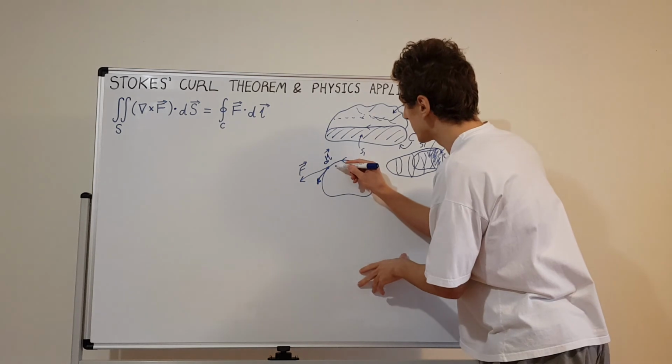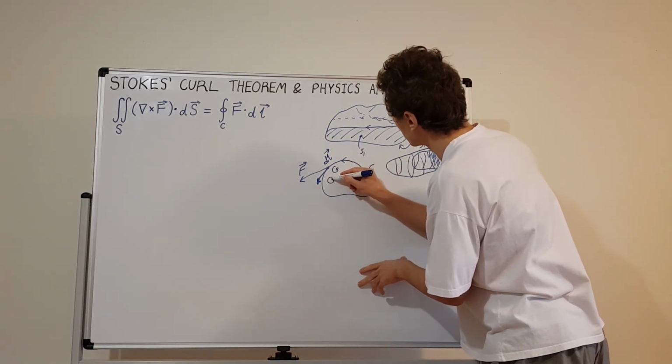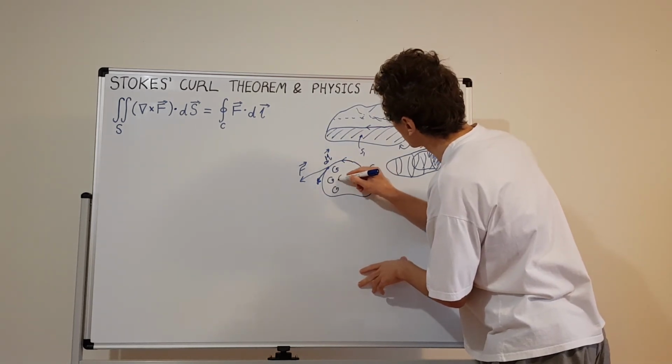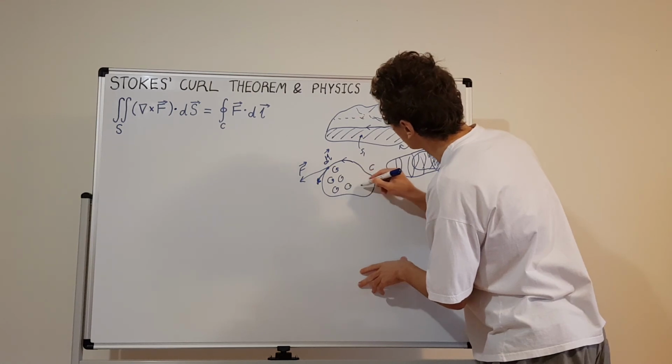Equivalently, what we could do is take the curl at every little point over here. So imagine there's a little curl at every little point.